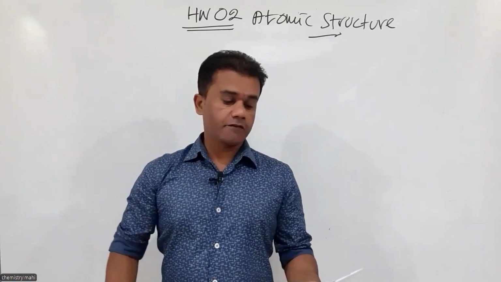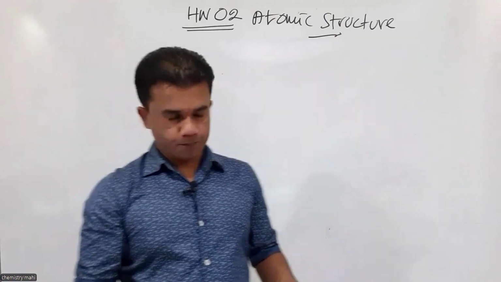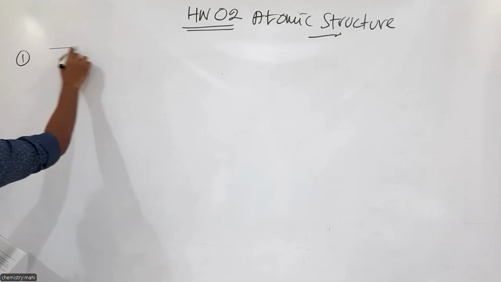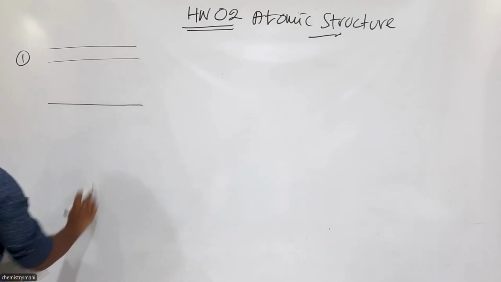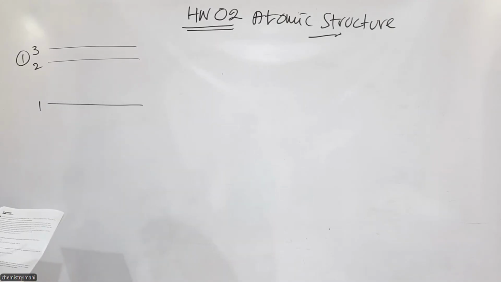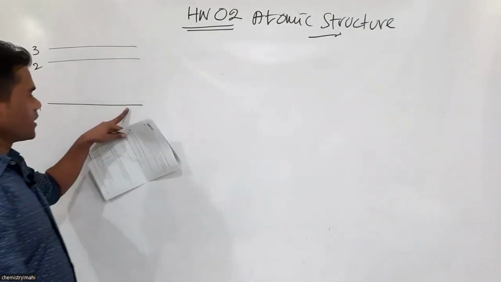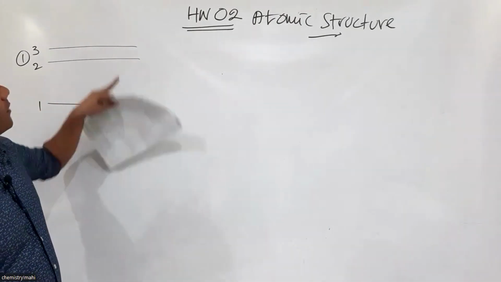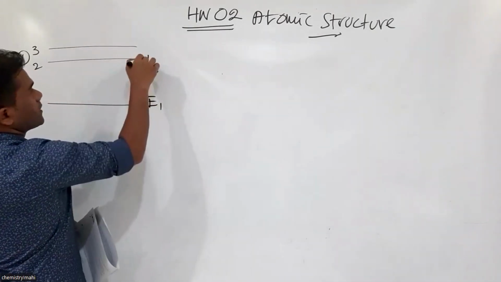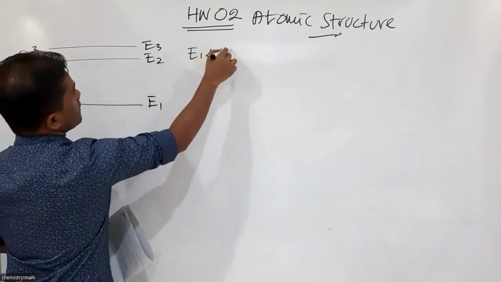An electron is excited from the ground state to n equals 3. Which of the following statements is true? I'm talking about question number 1. Let's take the first three energy levels of hydrogen: first, second and third. The electron is excited from the ground state to n equals 3. Earlier it was in the ground state, the lowest energy state, but now it is in the third energy level, which has high energy. If I take the energies of these energy levels, E1, E2, E3, energy increases in this manner.